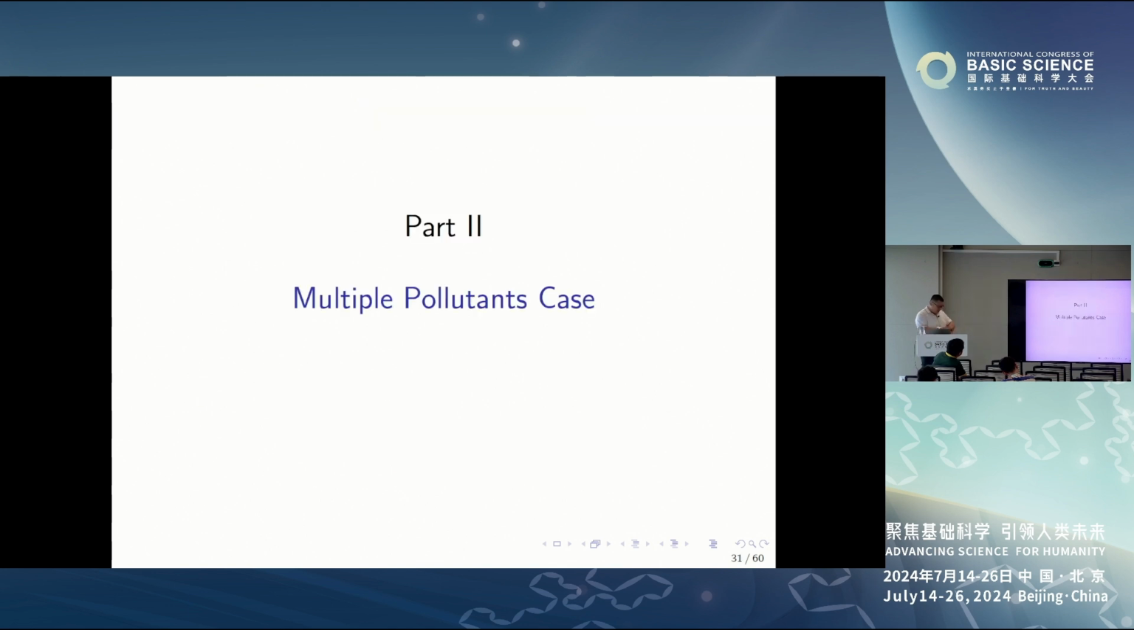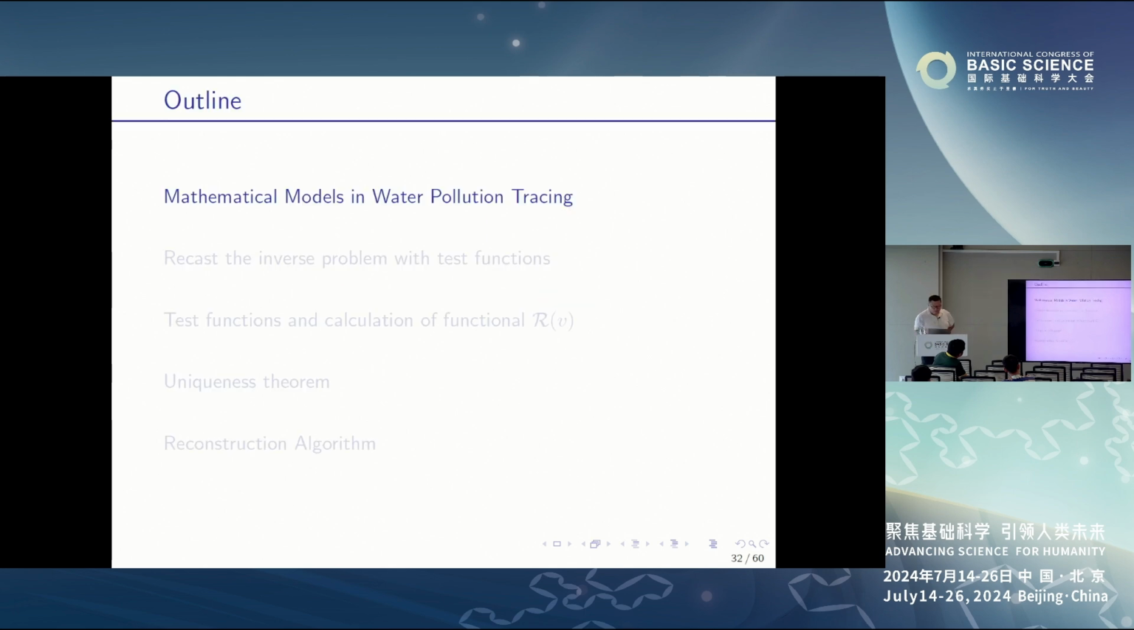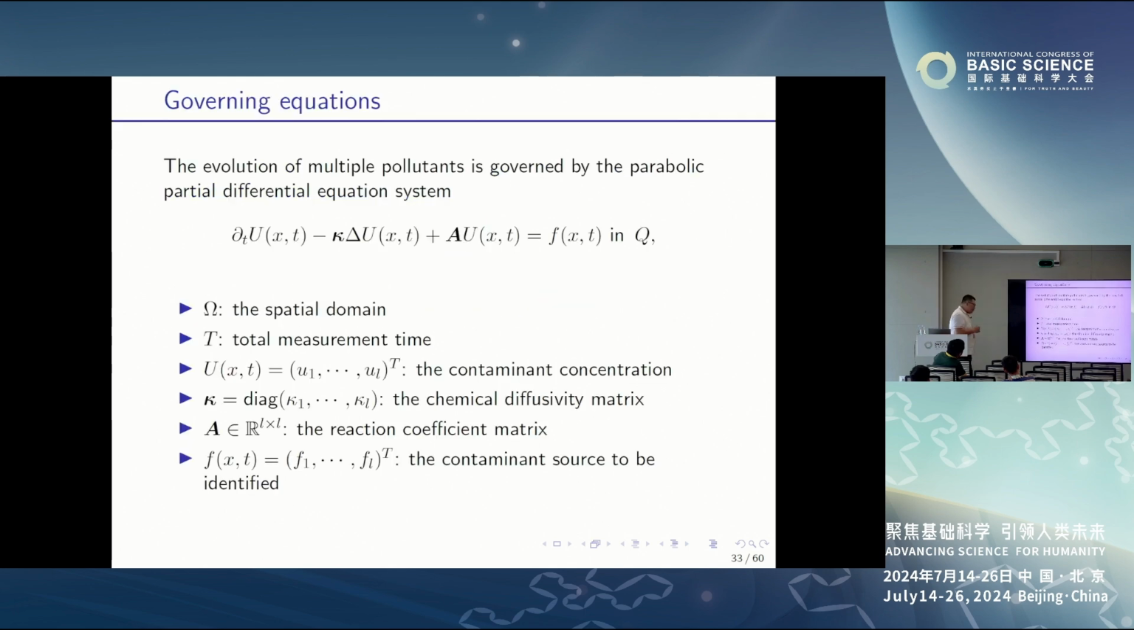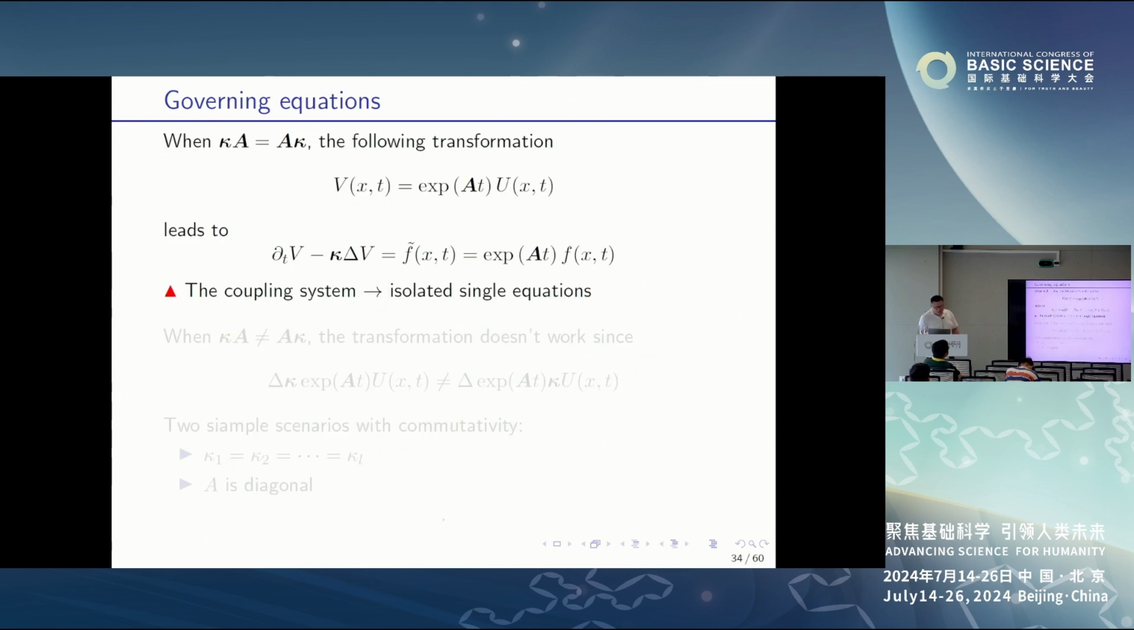Okay, now we turn to the second part, the multi-pollutant case. I'm just going to highlight the difference between the multiple case and the single pollutant case. For this one, the governing equation again considers diffusion, reaction, and also the convection part. Sorry, I forgot to list the convection part properly. But the convection part is easy to handle, so let's forget about it first.